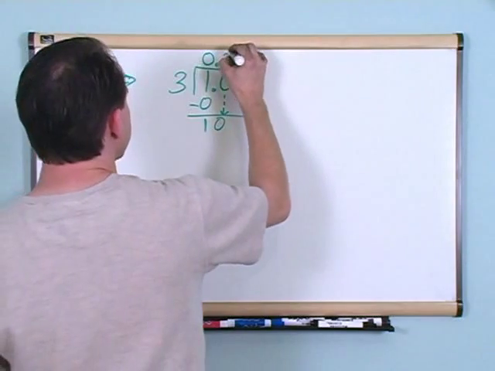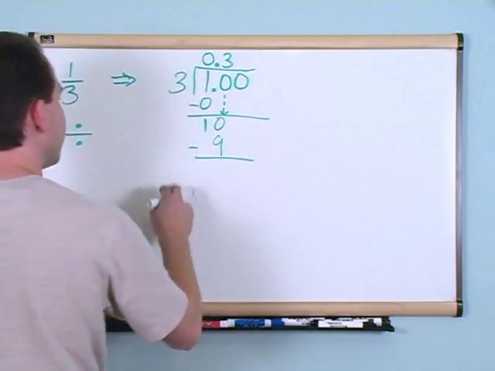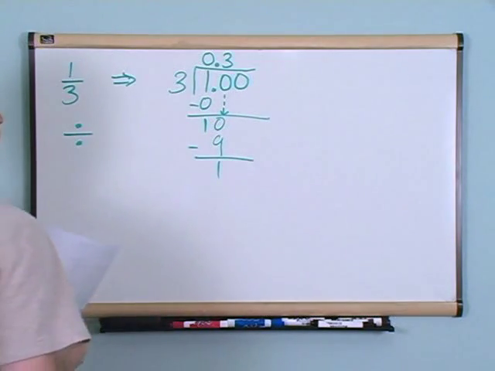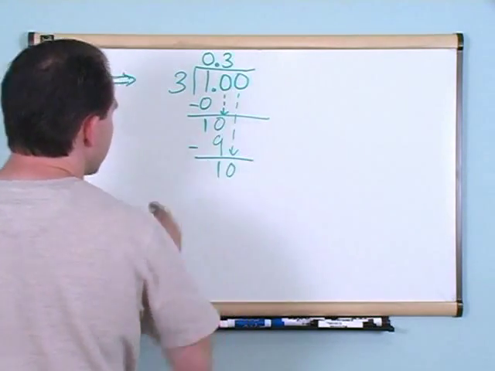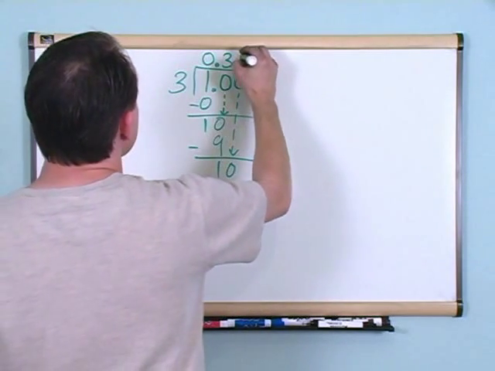3 goes into 10 3 times. 3 times 3 gives you 9. 10 minus 9 gives me 1. Just like I always do. Can 3 go into 1? Well, no, it can't. But let me go ahead and drag down my 0, like I always do. Can 3 go into 10? Yes, it can. 3 times.